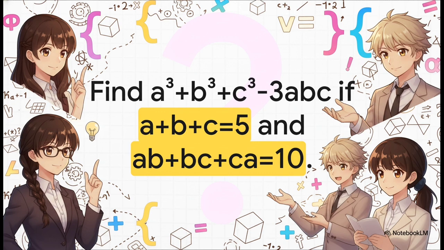A cubed plus b cubed plus c cubed minus 3abc. At first glance, it looks completely impossible, but if you map out the right identity, it will collapse into a shockingly simple answer. Grab a screenshot of this slide and definitely try to solve it later.